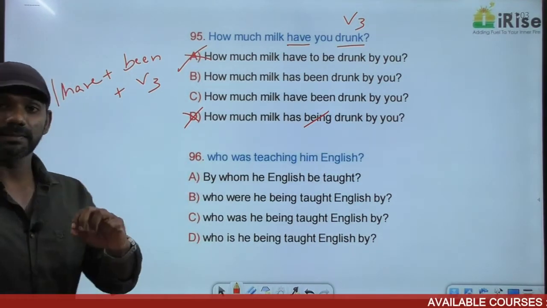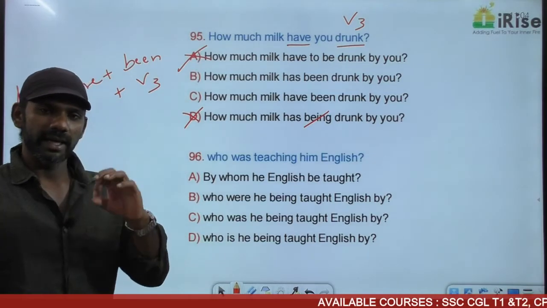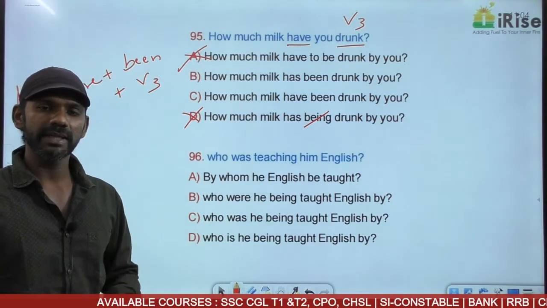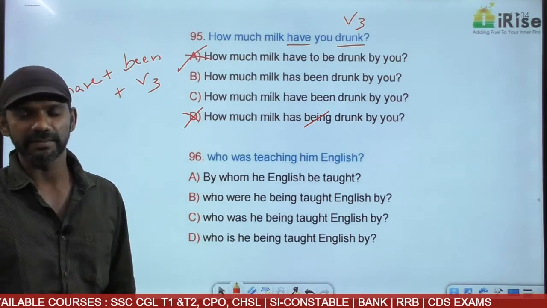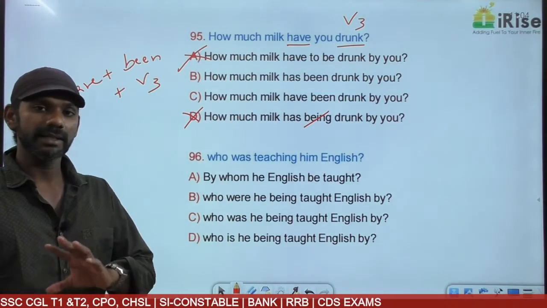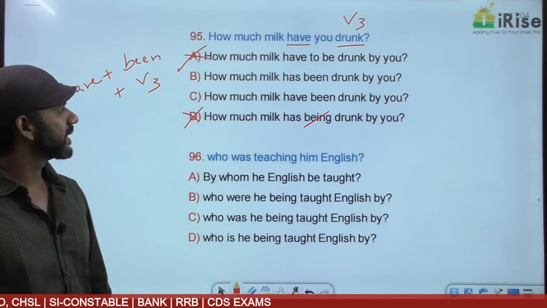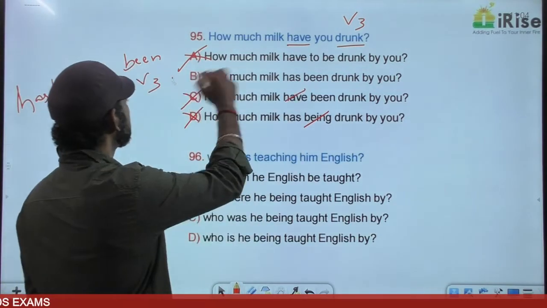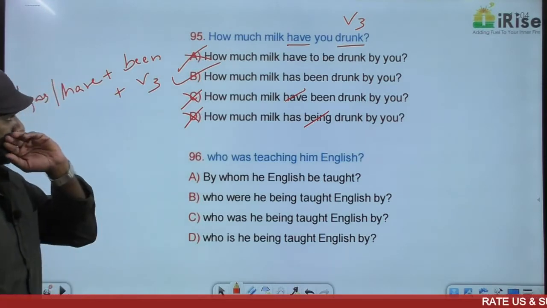The object here is milk, which is uncountable. I gave it as a separate rule in subject-verb agreement. Uncountable nouns carry a singular verb with them. Water is. Based on that, C is eliminated. C says have, plural. The answer must be option B.